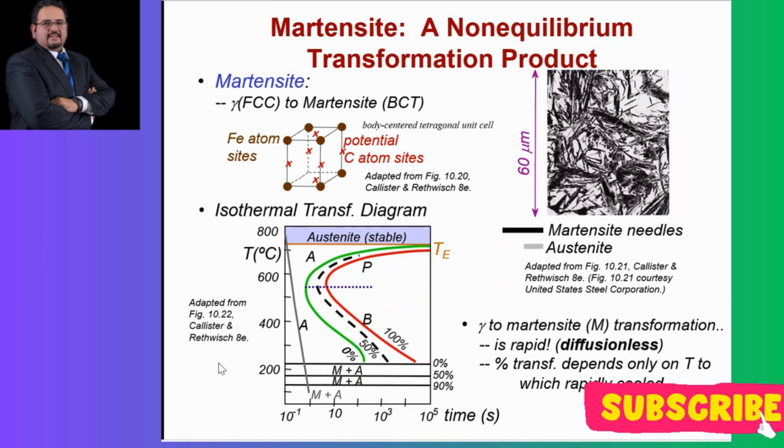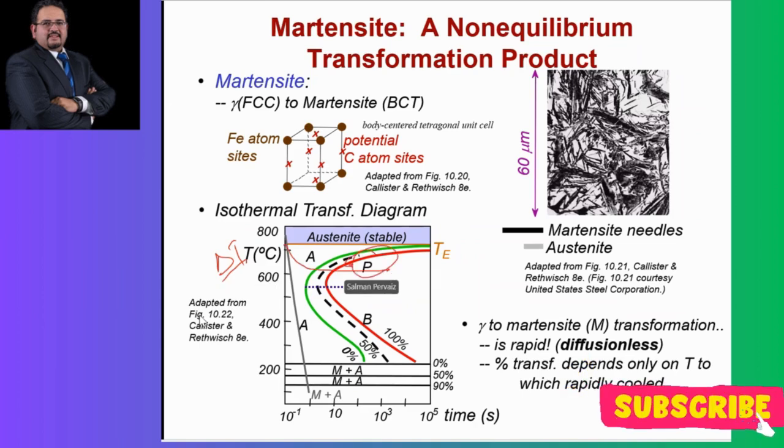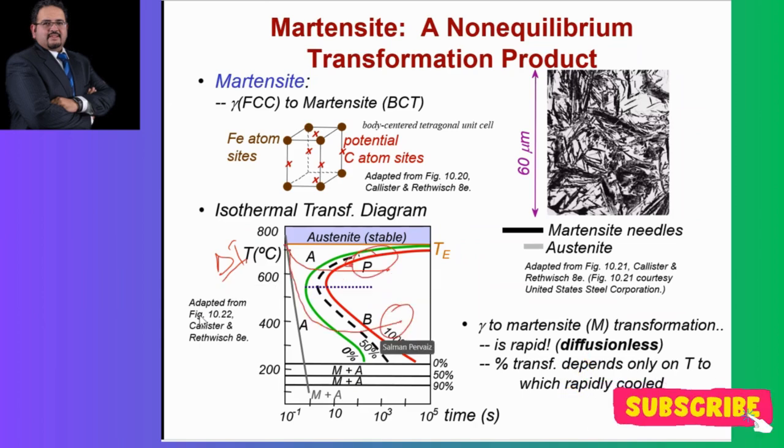How many possibilities do you see? How many outcomes do you see? Three possibilities, right? It depends. If delta T is small, it will go here and give you pearlite. If it's medium, it will come here and give you 100% bainite.